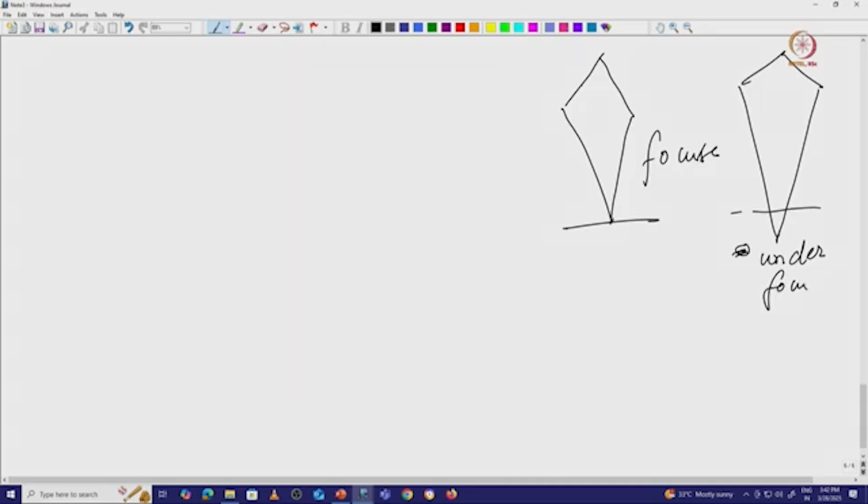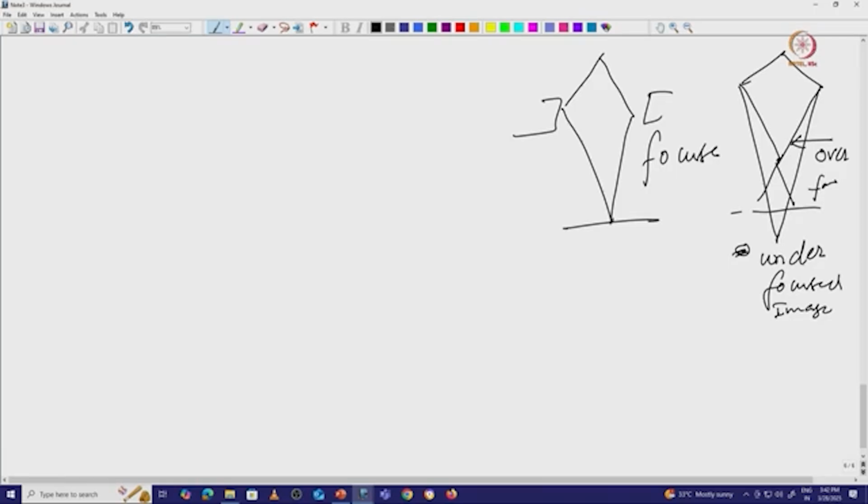The other one is over focused, when we are using a strong magnetic field and the crossover point is going up. This is called the over focused image. Now you can see why I am repeating this. Using different magnetic fields we can get different crossover points. This crossover point will be up or down based on our magnetic field.